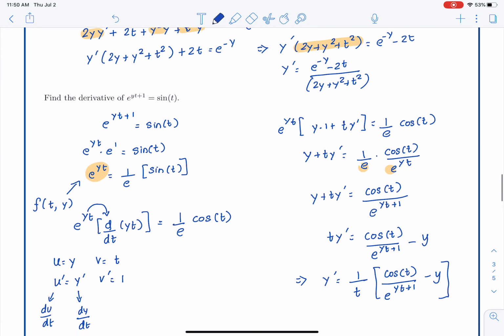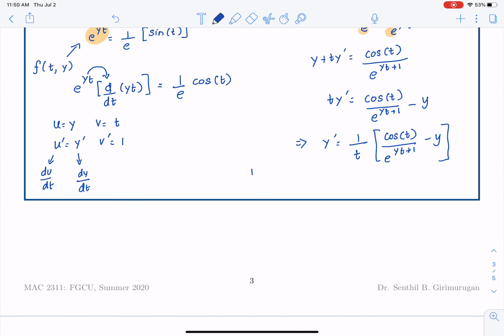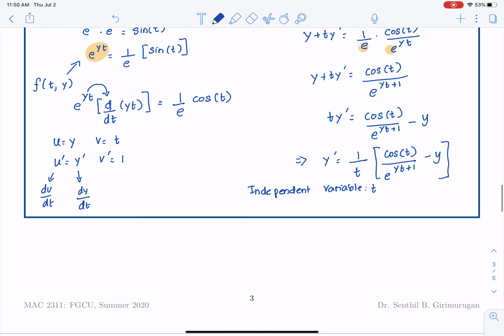And in this problem, the independent variable is t, and the dependent variable is y.